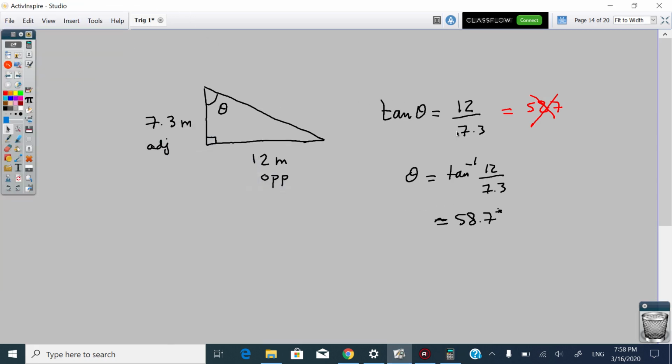Some people write this statement, which is correct, and they put equals 58.7 after they've calculated the angle here. Now this is absolutely wrong, because tan theta is a ratio and the 58.7 is the angle theta. Tan theta is not the same as theta. Theta is the measure of the angle, and tan theta is the ratio between its opposite and its adjacent. So putting an equal sign here and saying that this equals 58.7, this is absolutely wrong.